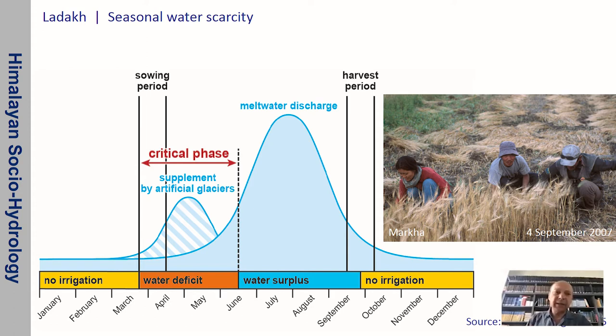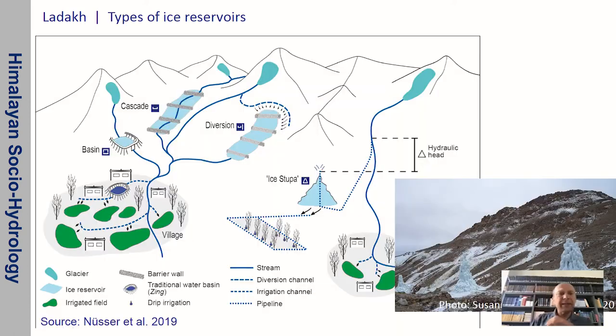To bridge this critical phase, the people in Ladakh have developed certain adaptation strategies that I will focus on. They were mostly called artificial glaciers, but I will tell you a little bit about why I prefer to use the term ice reservoir. We have different types of these ice reservoirs. They are always located at altitudes below the natural glaciers, and always above the irrigated villages or the tree plantations. And we have one type, a typical cascade type.